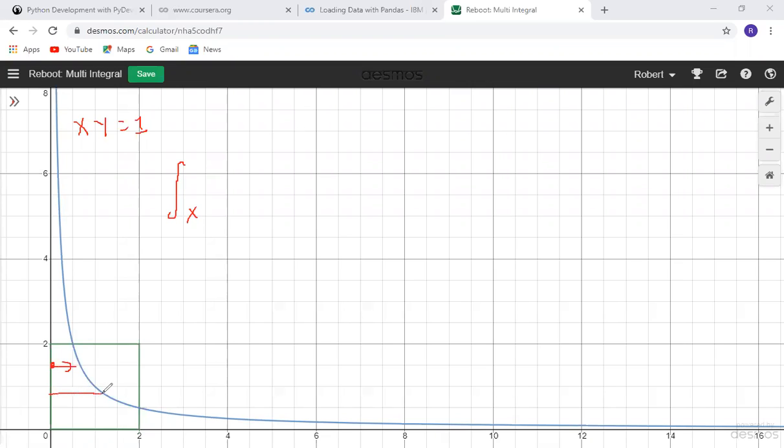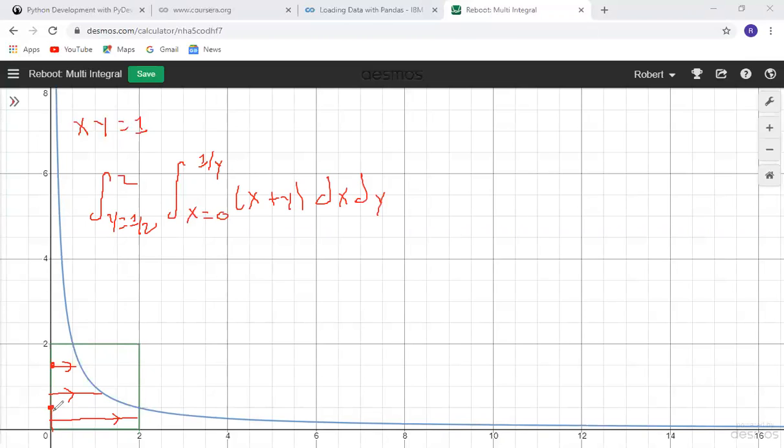But observe something happens. This is 1/2. Above 1/2, x is going to go from 0 to 1 over y. But below 1/2, x is going to go from 0 to 2. So we have to split this integral up into two pieces. We're going to have one when x goes from 0 to 1 over y, and these are the y values going from 1/2 to 2, and we're integrating the function x plus y.